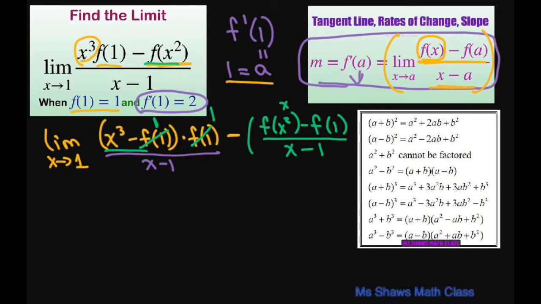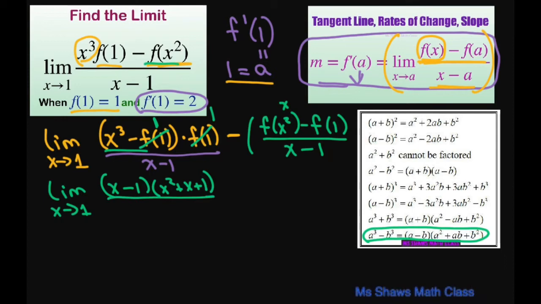Now I'm going to expand this. This is going to be the limit as x approaches 1 of x, using this formula right here. So that's going to be x minus 1 times x squared plus x plus 1, all divided by x minus 1. So what happens here, this goes away. This one's actually treated a lot differently than this one.